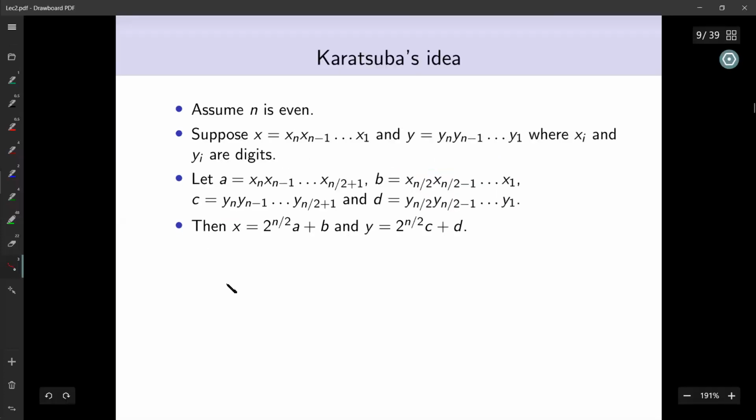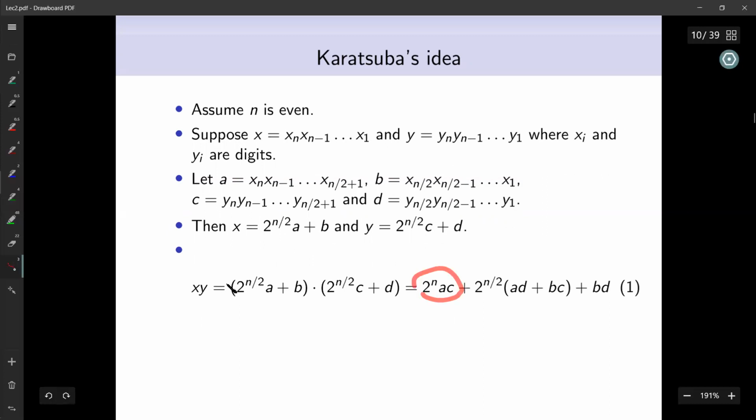You can see that x is nothing but 2 power n by 2 times a plus b, and y is 2 power n by 2 times c plus d. Let's now look at the product. We'll do simple arithmetic. So xy can be written as 2 power n by 2 times a plus b, times 2 power n by 2 times c plus d. Let's expand this out. This will come as 2 power n times ac, and 2 power n by 2 times ad plus 2 power n by 2 times bc, plus bd. Let's call this equation 1.